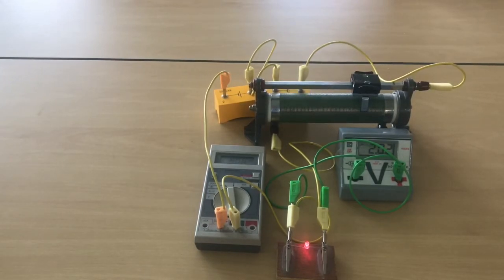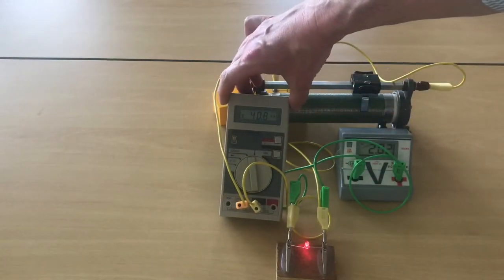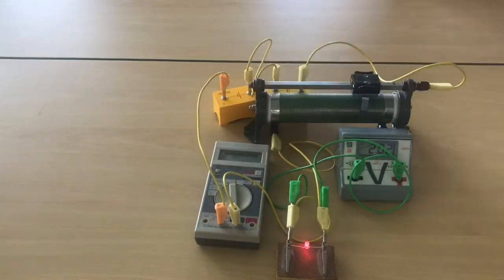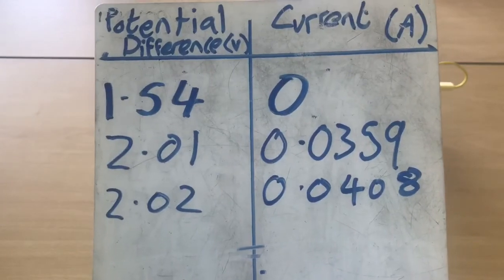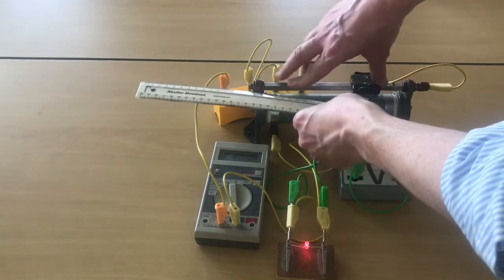You'll see that the potential difference has gone up very slightly to 2.02 volts, and the current is now at 40.8 milliamps. So 0.0408 amps. Move the slider by approximately 2 centimeters again.